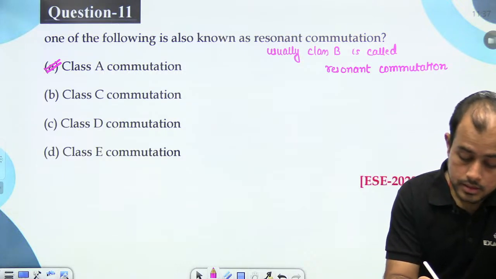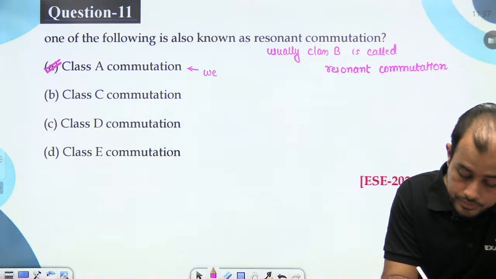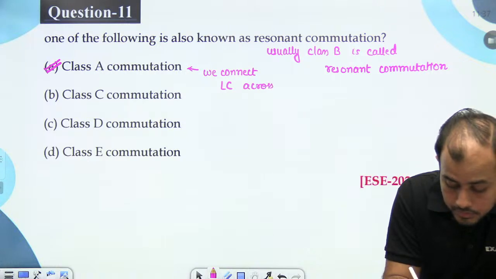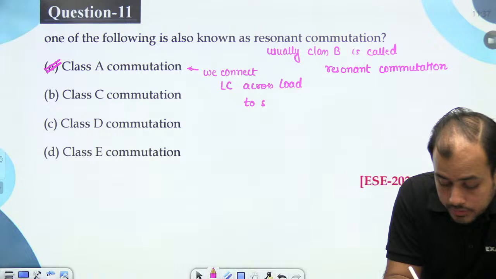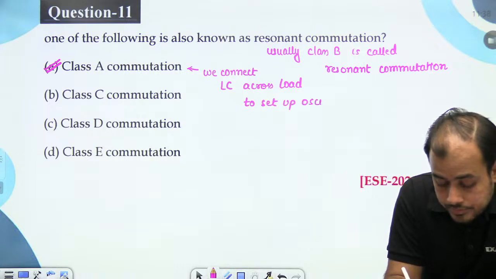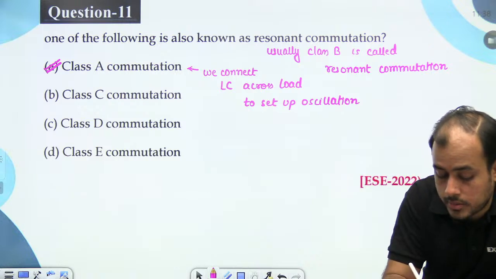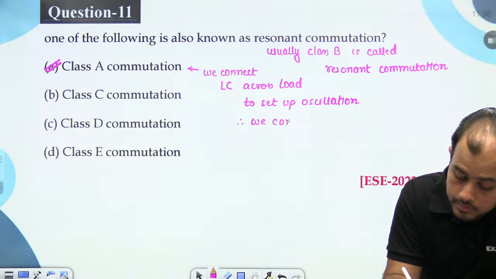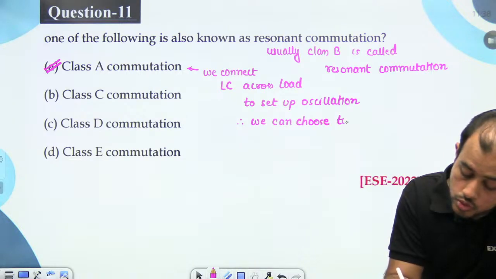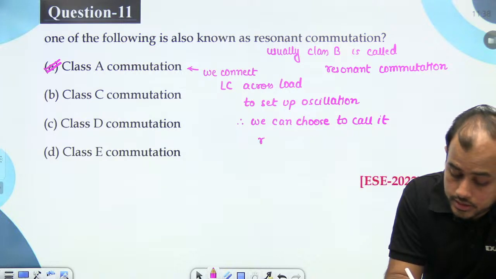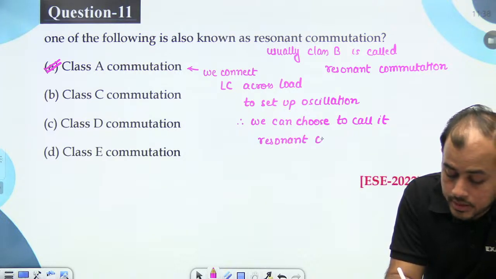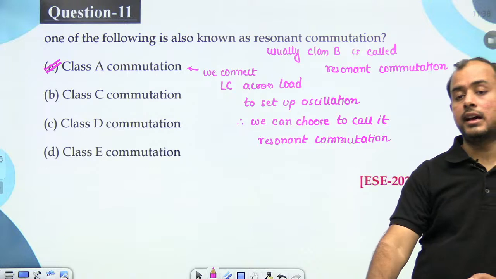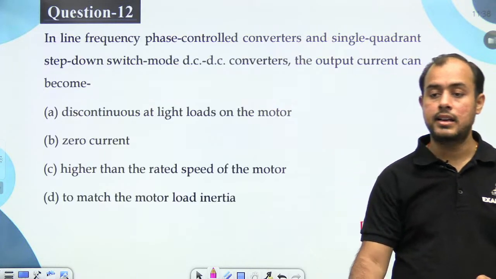Okay, but here in class A, to set up oscillation, you also use an LC in class A, but class B is not in the options. We can choose to call it resonant commutation. Normally class B is the one called that, but since class B is not in the options, the next possible option could be class A.